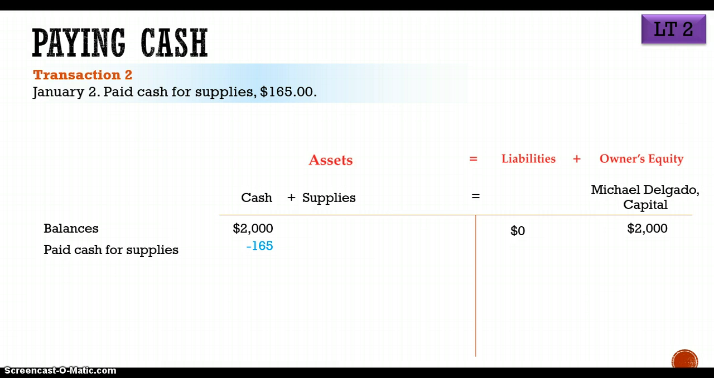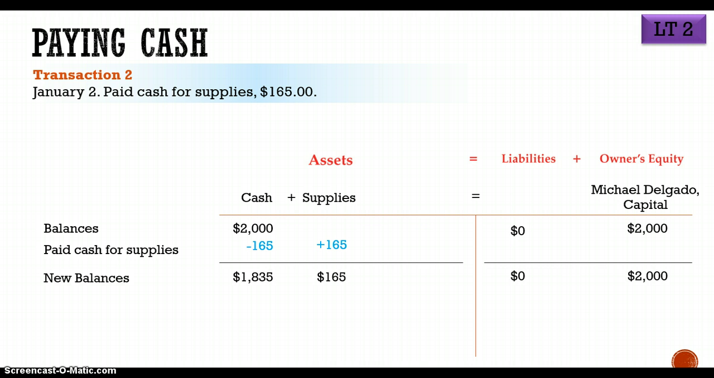We are paying cash $165 for supplies, so your cash will decrease by $165, but your supplies will increase. Now, because we had two parts of this transaction on the same side of the equation, one must increase and one must decrease. So you can see here we paid cash for supplies. Cash went down $165 and supplies went up $165. You then need to draw a single rule and calculate your new balance. You can see if you add $1,835 plus $165, it should equal $2,000, which continues to balance with our capital on the other side.